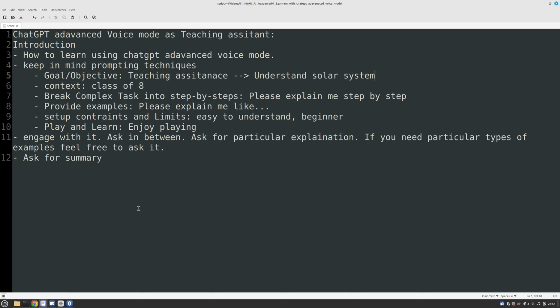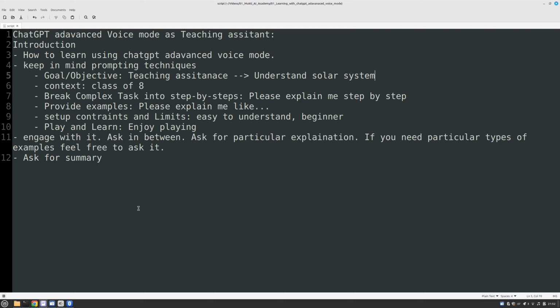First of all, how can you use ChatGPT Advanced Voice Mode for your teaching, for your learning? And before starting a demo with ChatGPT, let's discuss first what you need to keep in mind while using ChatGPT as a learning assistant. First of all, we will make sure that we already know prompt engineering techniques. Prompt engineering is what to ask, how to ask ChatGPT, so at the end you will get the desired output from ChatGPT.